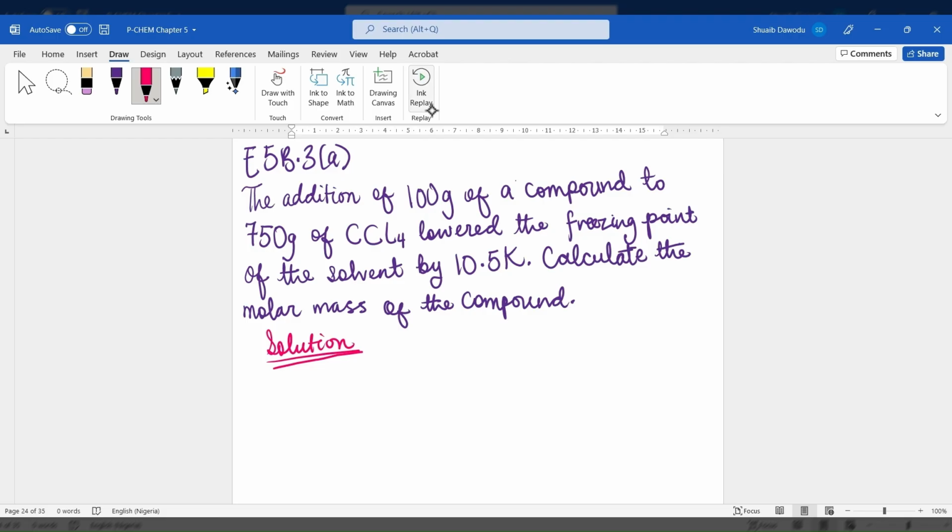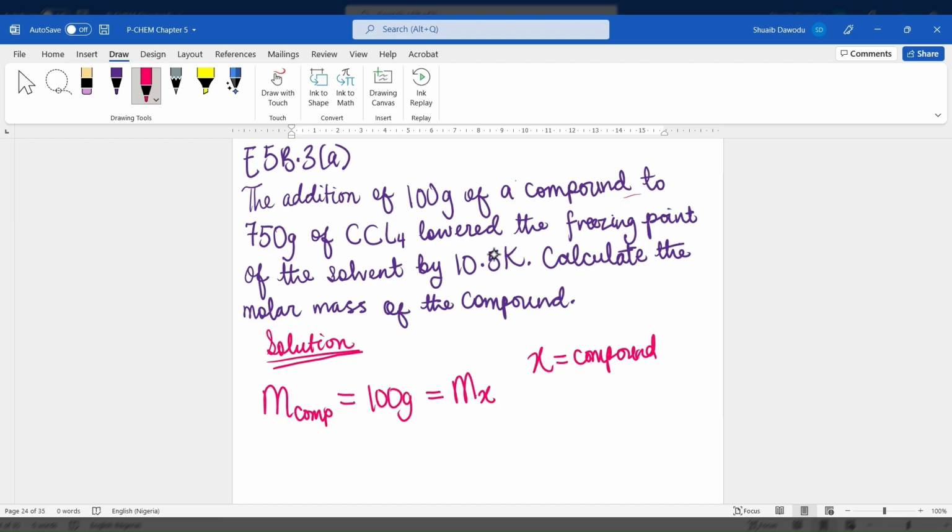So I'm going to reread the question and write out the important parameters as well as highlight the keywords. The addition of 100 grams of a compound to 750 grams of CCl4 lowered the freezing point of the solvent by 10.5 Kelvin. Calculate the molar mass of the compound. The mass of the compound, which is unknown, is 100 grams. We could also write m sub X, where X is just the unknown compound, so I don't have to write compound all the way through. So m sub X is 100 grams.